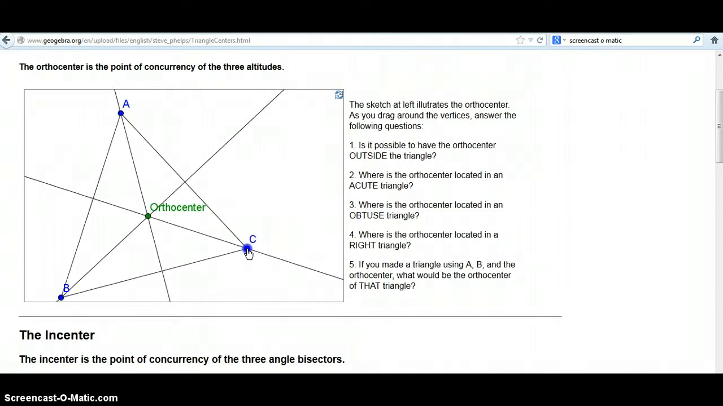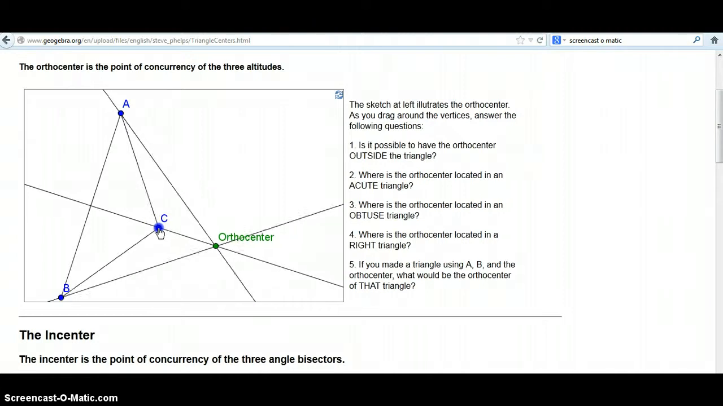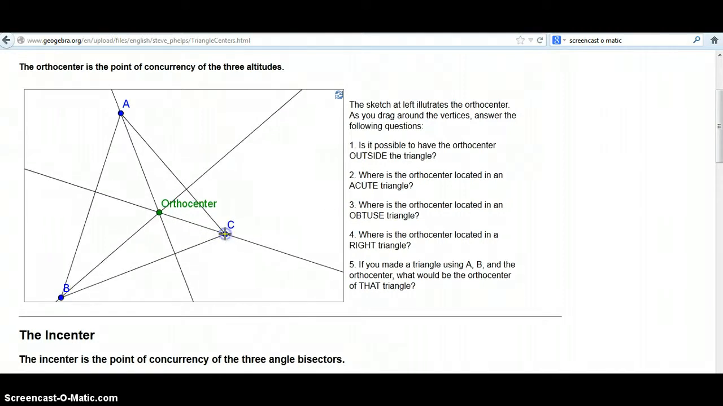I think your diagram started looking something like this, and yes, absolutely, it is possible to have the orthocenter outside the triangle. Where is the orthocenter located in the acute triangle? Remember, acute means that all the angles are less than 90. So in the way I have it right here, angle A and angle B are less than 90, but C is not. So I'm going to back it off a little until I have it there, and then I have an acute triangle.